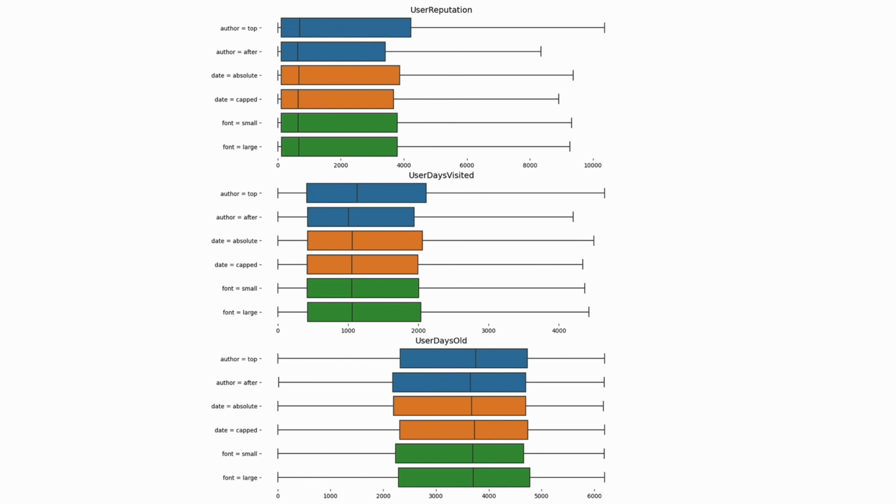You could probably make the case that putting the user at the top here does seem to favor older users with higher reputation that visit the site more often, that have older accounts, which seems backwards to me. I would have expected the opposite. But yeah, it's not very significant. These are very small margins.